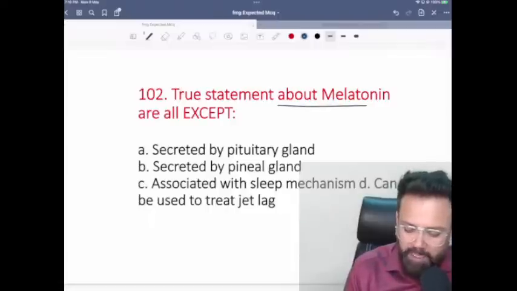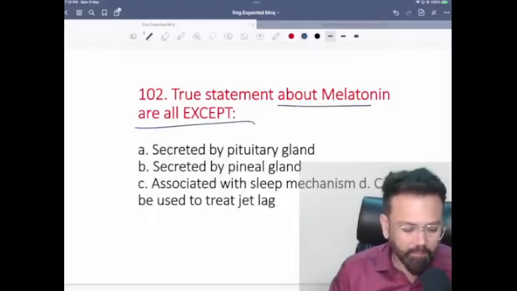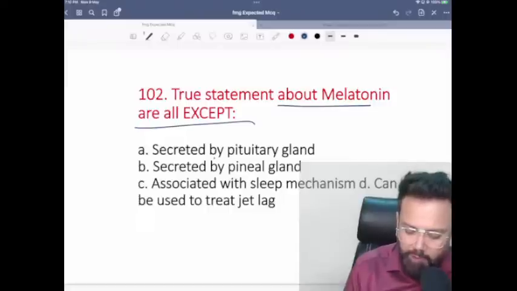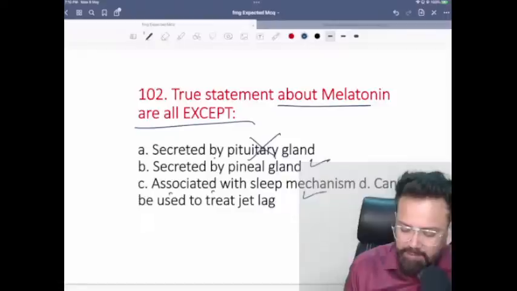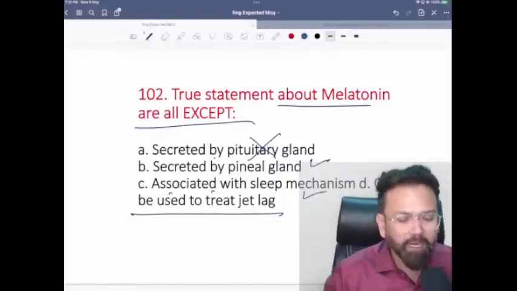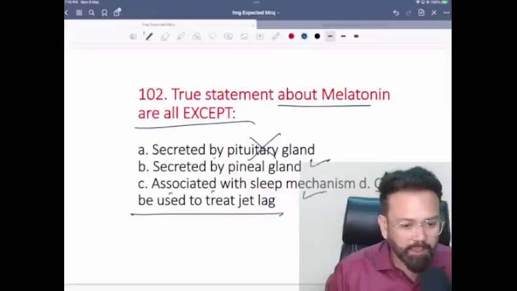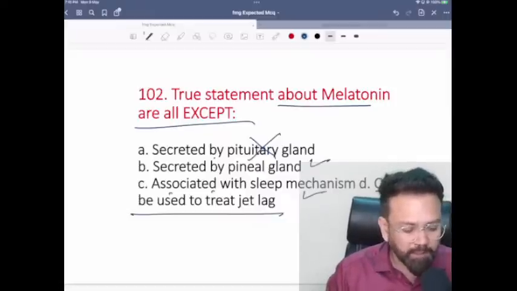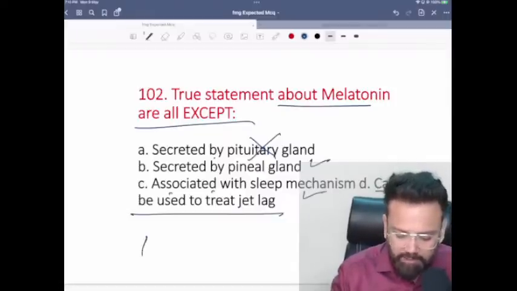True statements about melatonin are all except. Melatonin secreted by pituitary? No. Pineal? Yes. Associated with sleep mechanism? Yes. Can be used to treat jet lag? Yes. In jet lag, we used to give melatonin, agomelatine. These are the salts which we used to give in jet lag. So the wrong answer is A.